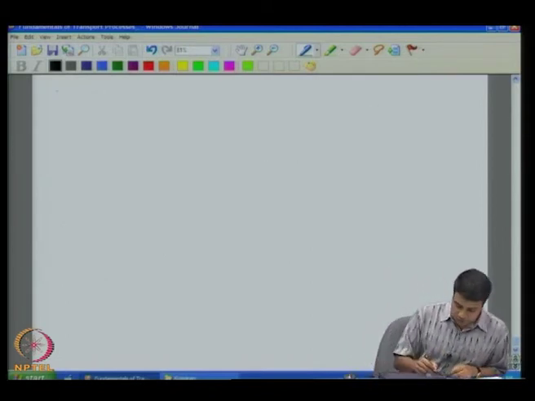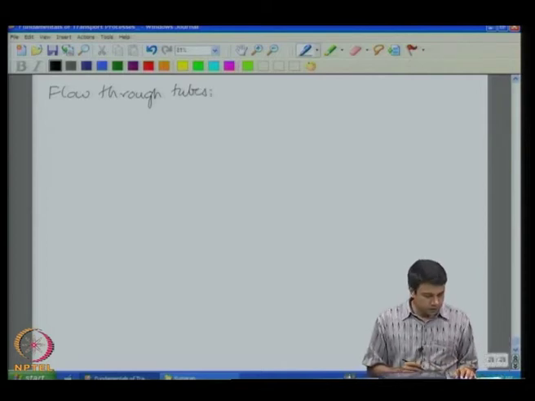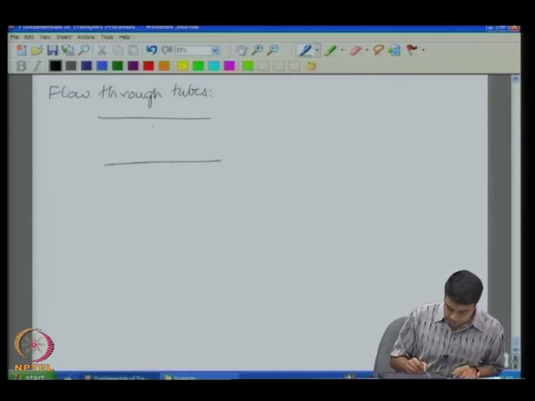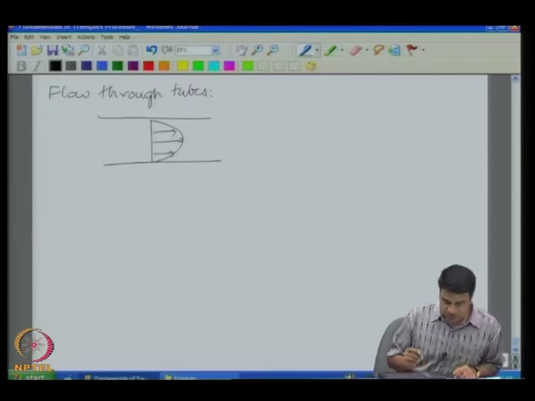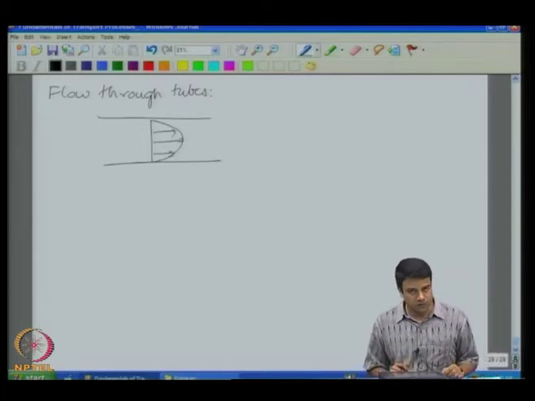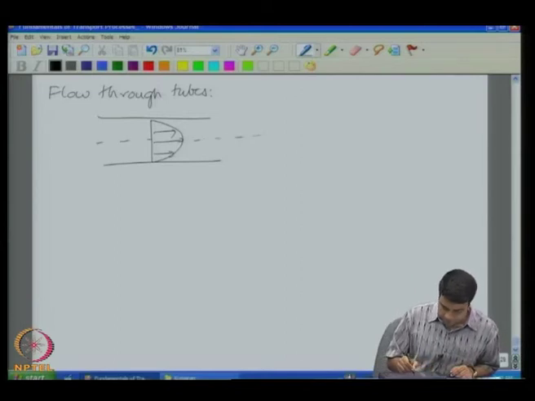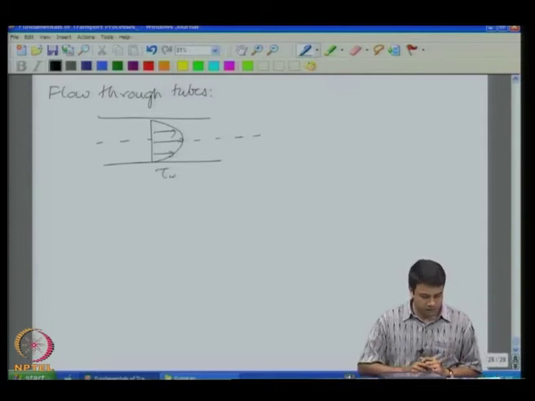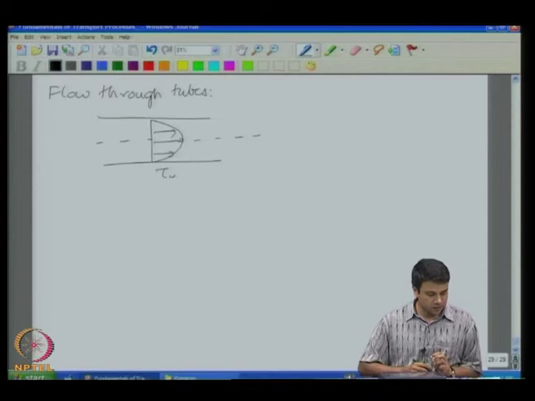How about for the flow through tubes? For the flow through tubes, the non-dimensional momentum flux is defined with respect to the shear stress acting on the wall of the tube. So, the wall stress tau w is the shear stress acting on the wall of the tube. It is the force per unit area acting on the wall of the tube.